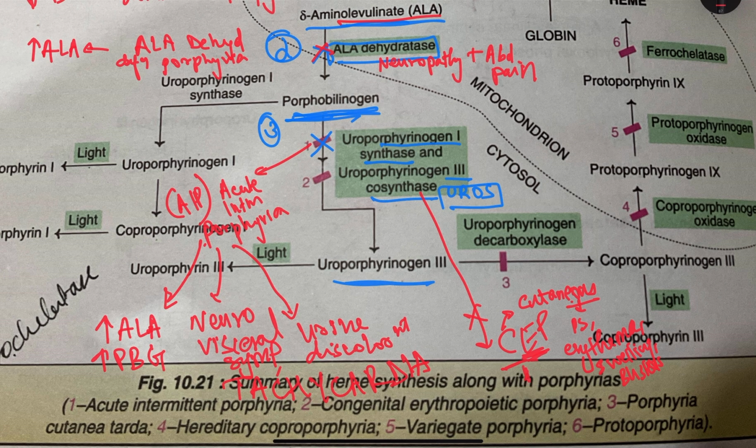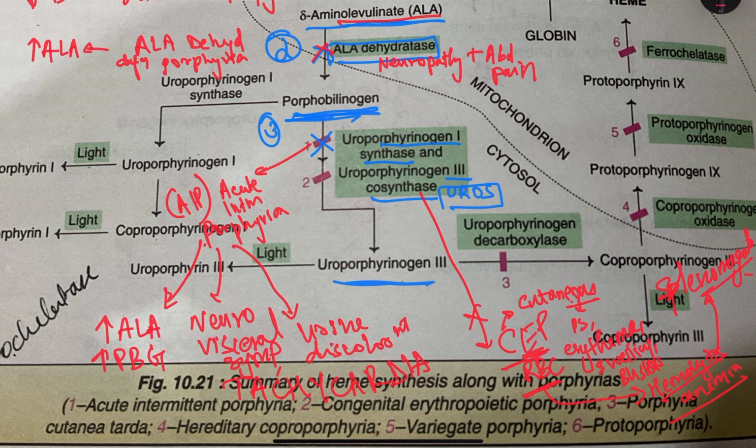Erythropoietic means RBCs. If there's an issue with RBCs, I want you to think of hemolytic anemia. Also, because there is hemolytic anemia, you should consider splenomegaly. So, if anyone asks what is congenital erythropoietic porphyria, it is a rare condition where there is hemolysis, there is photosensitivity, there is splenomegaly.